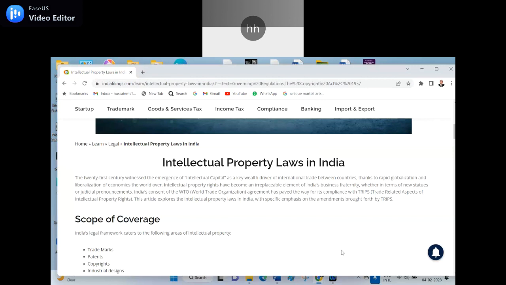irreplaceable element of India's business fraternity, whether in terms of new statutes or judicial pronouncements. India's consent to the WTO, that is the World Trade Organization agreement, has paved the way to its compliance, and the TRIPS agreement is also there, the trade related aspects of intellectual property rights. If you see my earlier videos, you will find a lot of questions under intellectual property, both WTO and TRIPS, and the local laws also. I dealt with them in a very extensive manner. The article explores the intellectual property laws in India with a specific emphasis on the amendments and for the TRIPS.